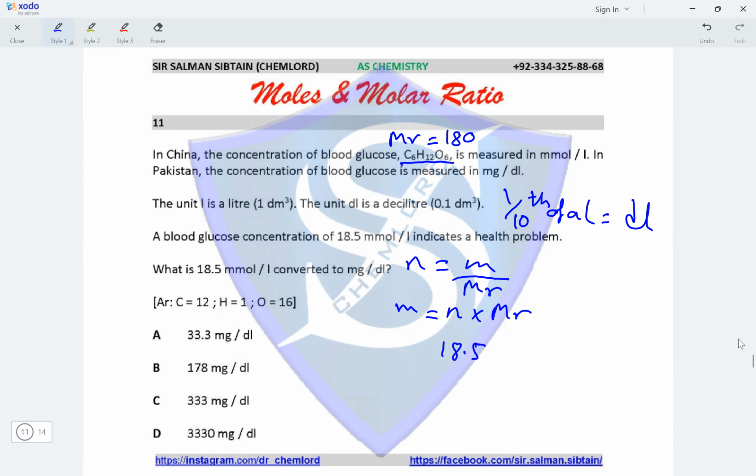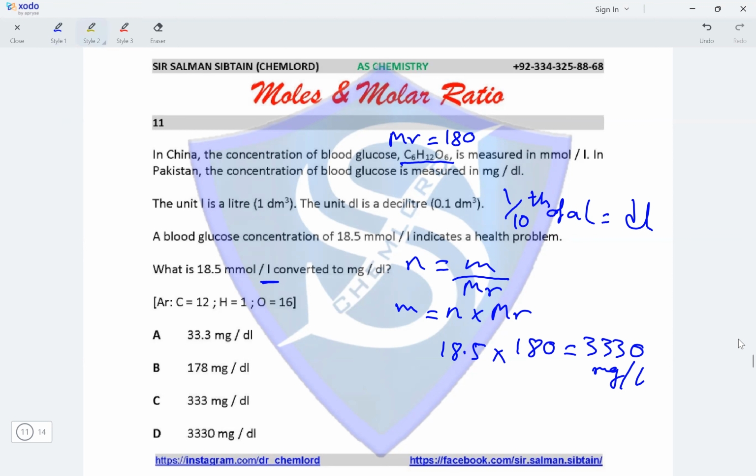So the number of moles is 18.5 millimoles into 180, which gives us a value of 3330. Since millimoles are being converted into mass, the mass we obtained would be in milligrams. But this was per liter, so 3330 milligram per liter. Now we need to convert it into deciliter, and a deciliter is 1/10 of a liter.